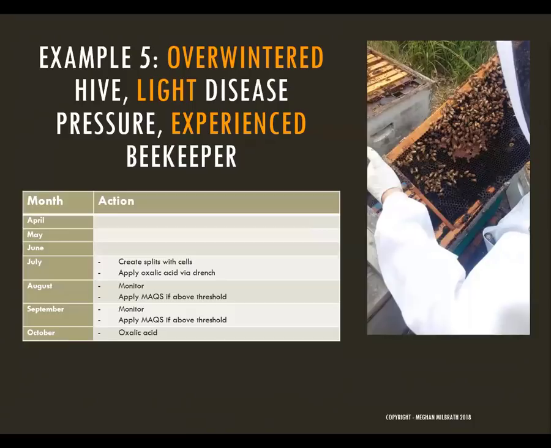And then in October, I can do oxalic acid. So that might be just splits, or it might be just splits and oxalic acid, or it might be splits, oxalic acid, and Mite Away Quick Strips, depending on the year.